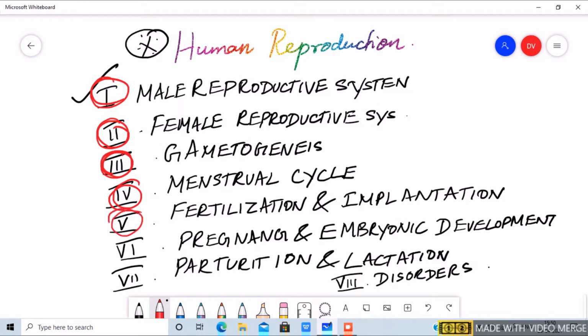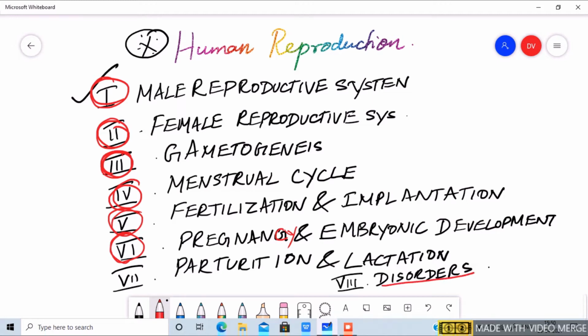Then the fifth part of the chapter is fertilization and implantation, very important. The sixth section is pregnancy and embryonic development. And the next one is parturition and lactation. Finally, you have one last session which deals with the disorders in the reproductive system.